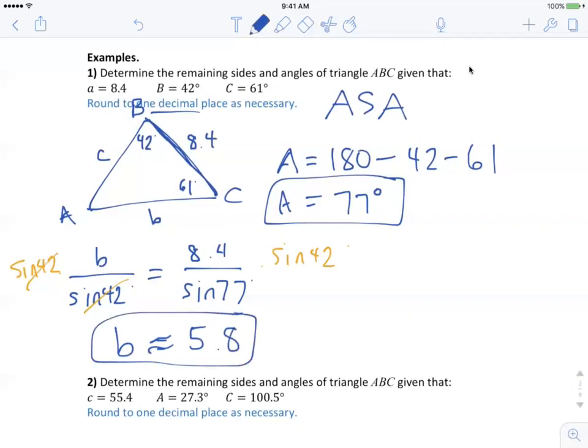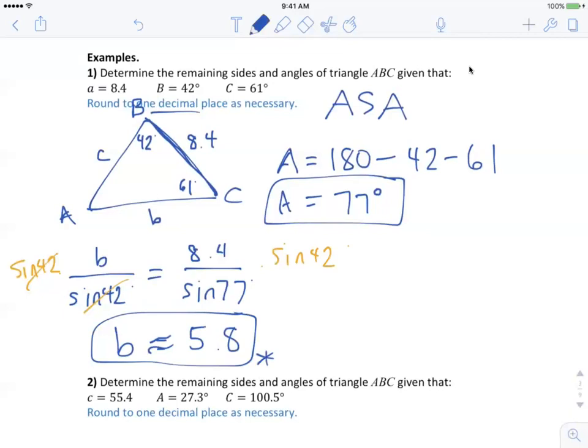For C, we're gonna have to set it up and do it over again. So we're gonna now, I would try not to use the values that you've rounded. So try not to reuse that B.